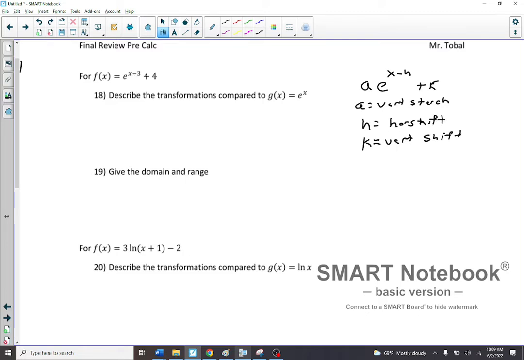So here we have a negative 3 up here, which means the h value is actually positive 3, which means it's going right 3. And here you have a positive 4 outside, so k is positive 4. So that means it's going up 4.